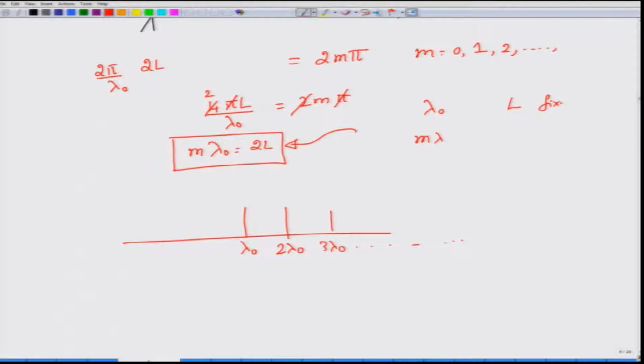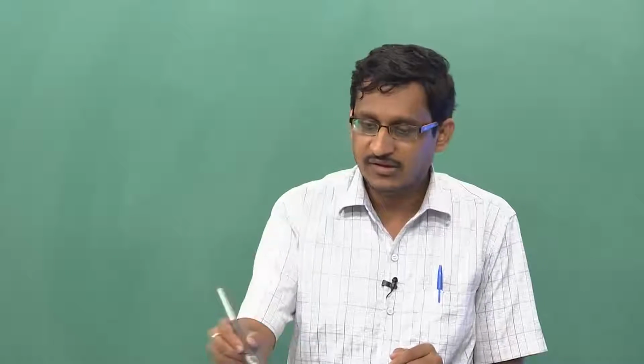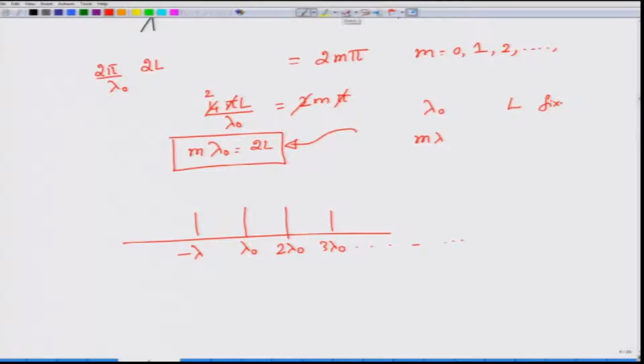Of course, you can also get the lower side frequencies and the upper side frequencies. But the point is that you actually get a large number of discrete modes which are all integral multiples of these particular modes, for a length of 2L.